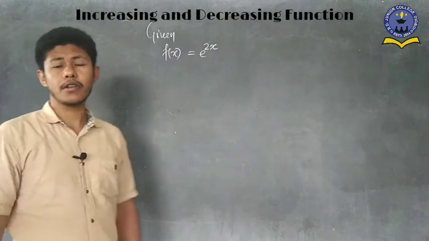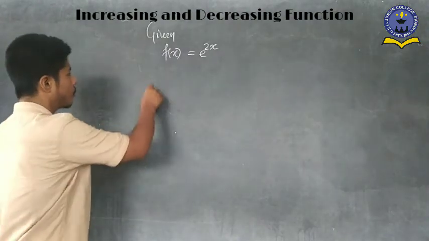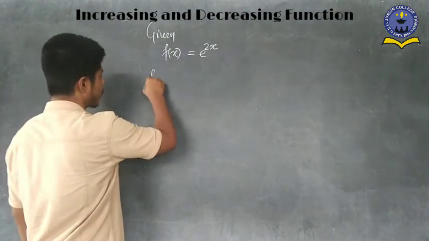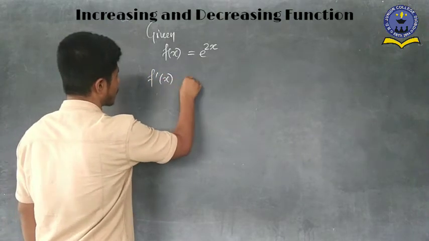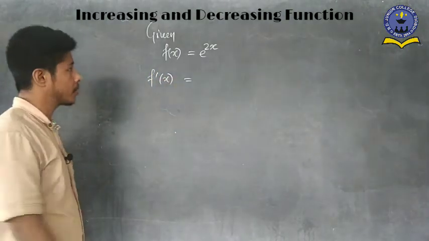So f(x) equal to e to the power 2x is given. What we have to do is differentiate this with respect to x, so f dash of x. Now all of you know the formula for this result.